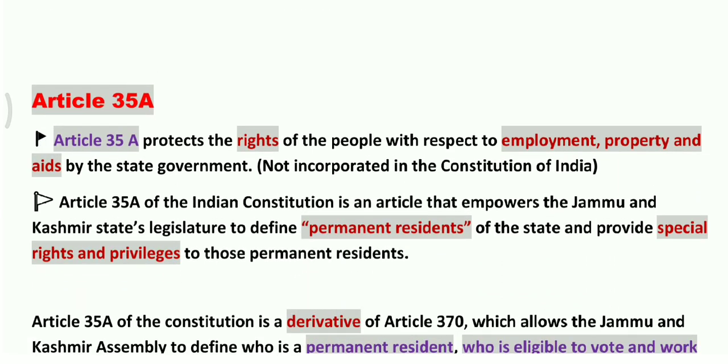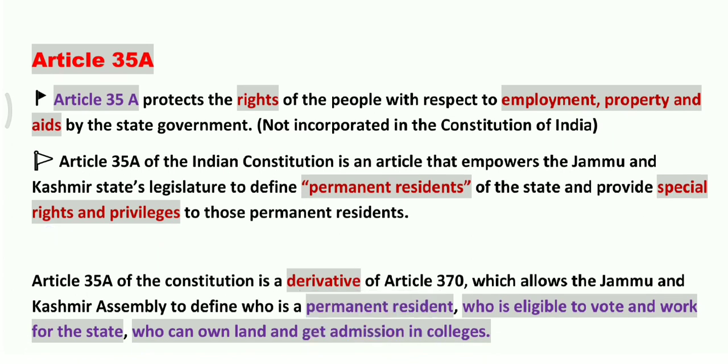And Article 35A. Article 35A protects the rights of the people with respect to employment, property, and aids by the state government, not incorporated in the Constitution of India. Article 35A of the Indian Constitution is an article that empowers the Jammu and Kashmir State's legislature to define permanent residents of the state and provide special rights and privileges to those permanent residents.